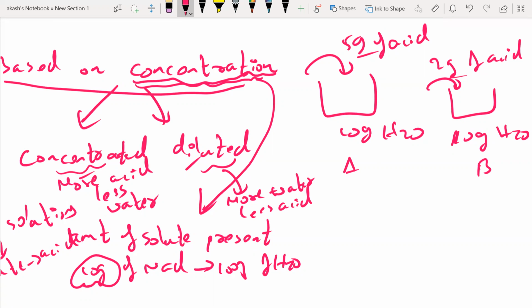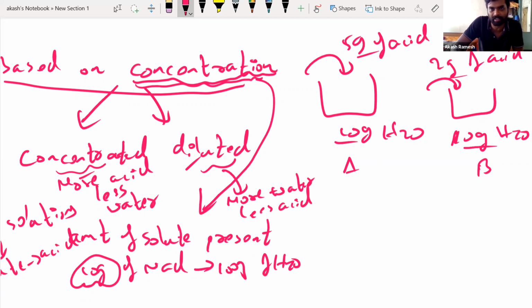Sir, A is concentrated and B is diluted. Absolutely correct. Very simple. In both cases, I had the same amount of water, so whichever has more solute is concentrated. The solute here is acid, so whichever has more acid is the answer. Here I have 5 grams of acid, but here I have only 2 grams of acid. So obviously this is concentrated and this is a little diluted.